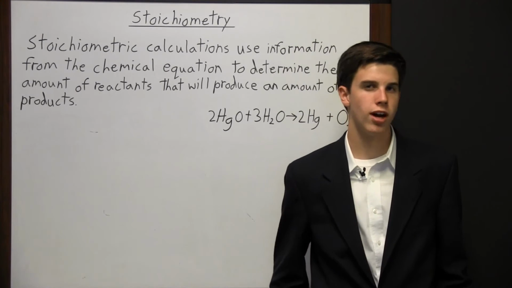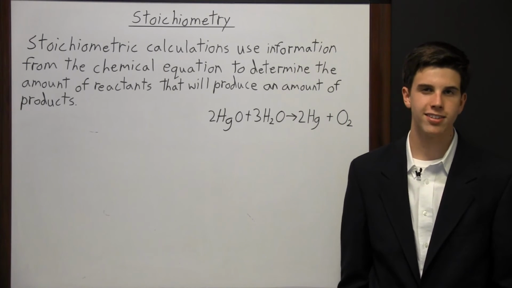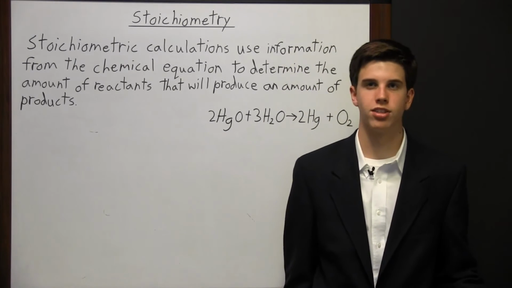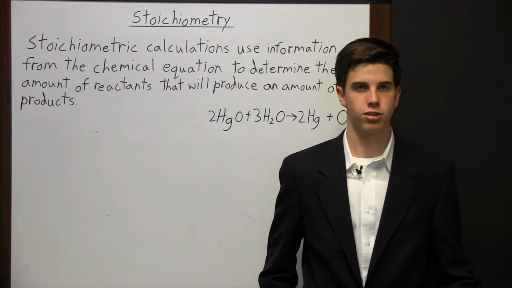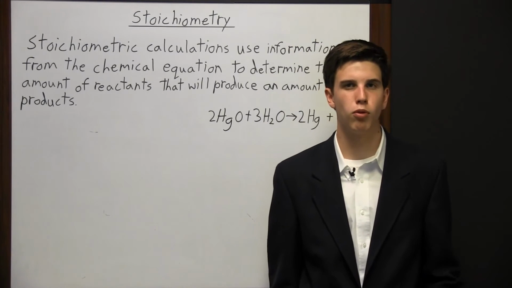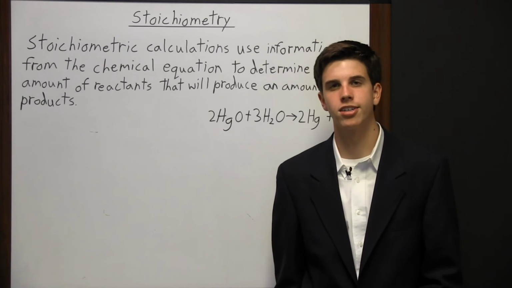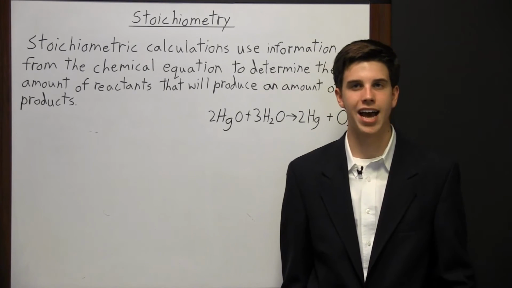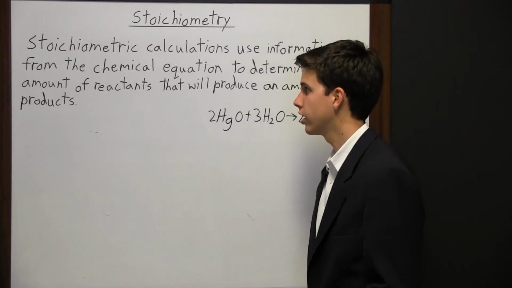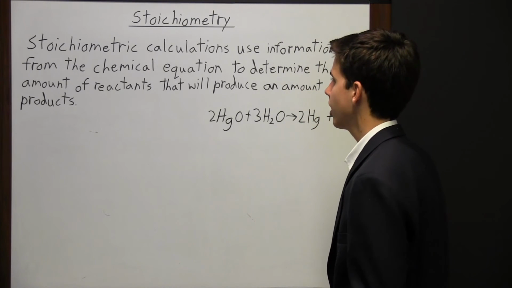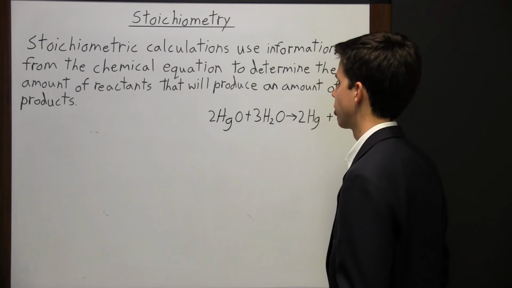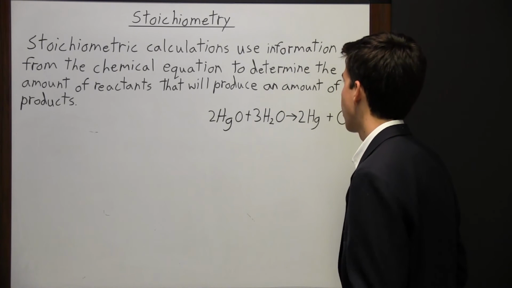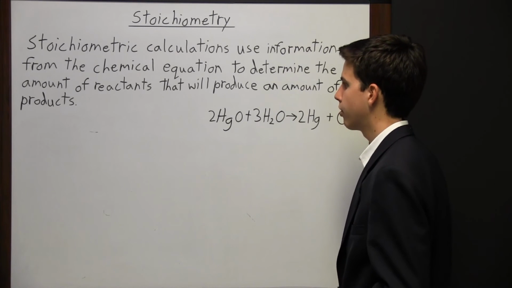Stoichiometry examines the quantitative relationship between reactants and products in a chemical reaction. Now, stoichiometry applies Dalton's atomic theory and the laws of constant composition, multiple proportions, and conservation of mass. And it does that to quantify relationships between reactants and products as described in a chemical equation. Now, we can say stoichiometric calculations use information from the chemical equation to determine the amount of reactants that will produce an amount of products.